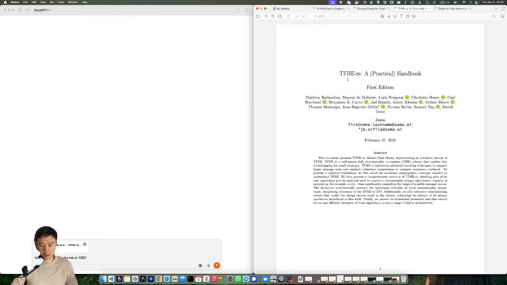TFHE is the scheme that I guess the main companies doing FHE are using. I don't know exactly who invented it. I don't have that much background in FHE, but it's a fully homomorphic encryption scheme where you can operate on unbounded circuits because you're constantly reducing the noise by bootstrapping.